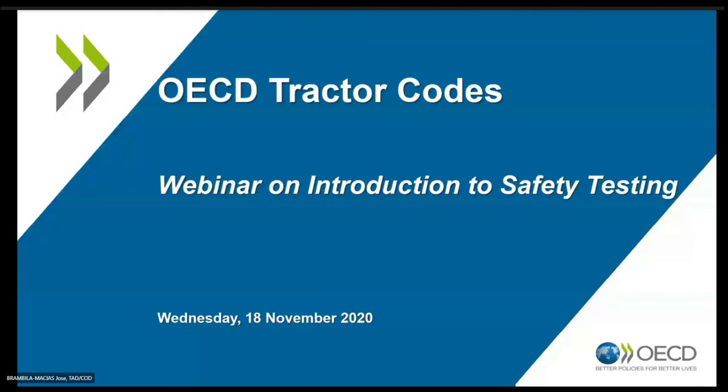So I will speak to you briefly of the importance and advantages of having common safety test procedures. But first, let me explain better who we are and what we do for those who do not know OECD. The OECD Tractor Codes was established in 1959. Actually, last year we celebrated our 60th anniversary. Currently, we have 27 member countries. We're an intergovernmental organization. We have countries in Asia.